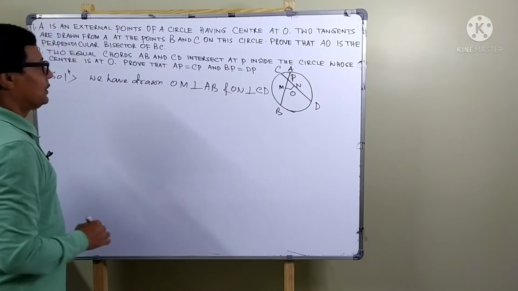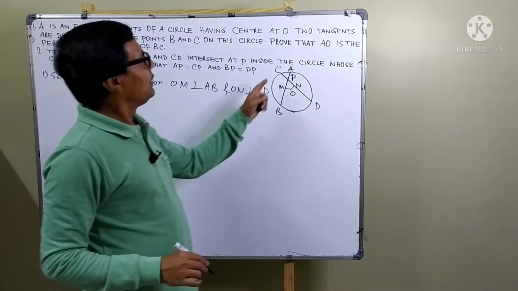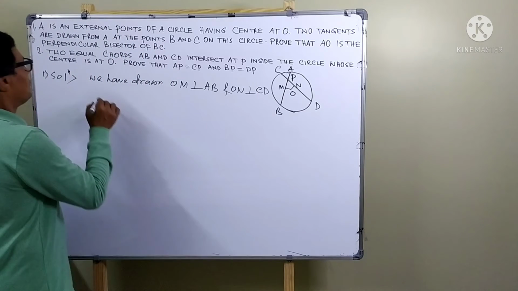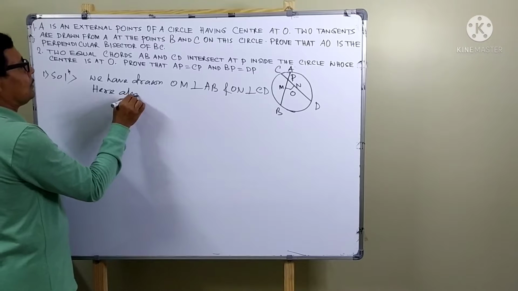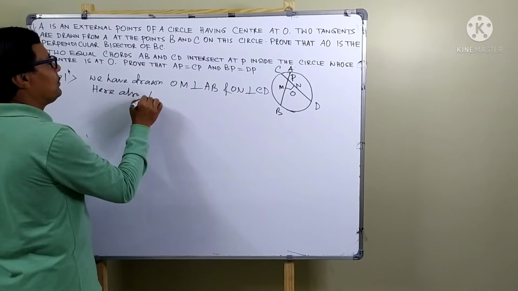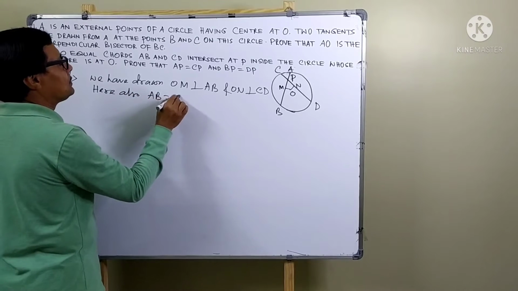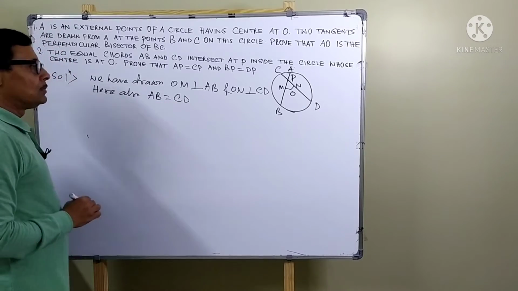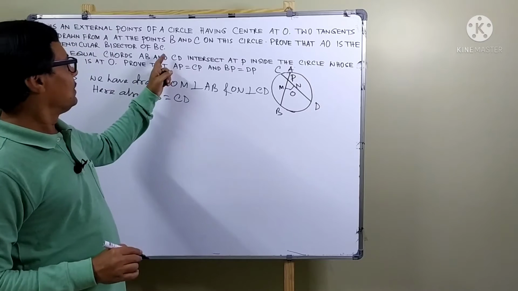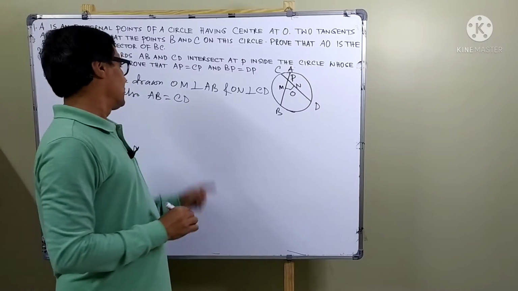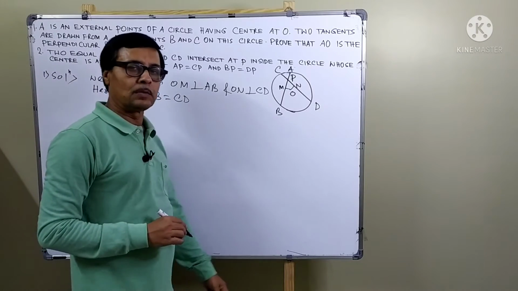Here also we are given AB equal to CD, because these two chords are equal. Two equal chords are given, which are AB and CD. The lengths of these two chords are equal.